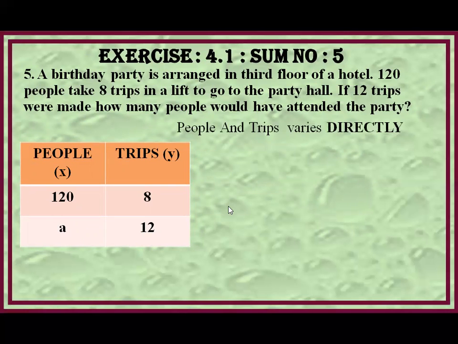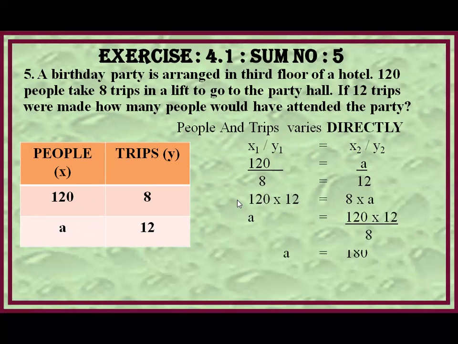So both vary directly. X1 by Y1 is equal to X2 by Y2. So 120 by 8 is equal to A by 12. So the value of A is 180 people. So 180 people can attend the party in 12 trips.